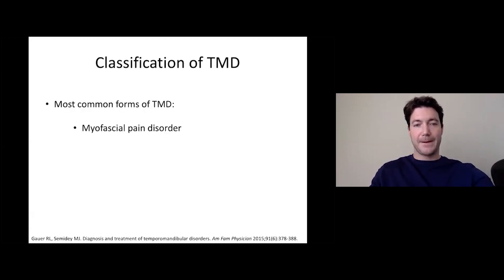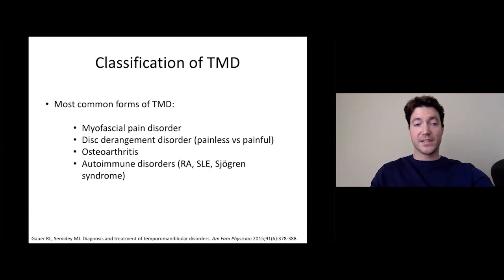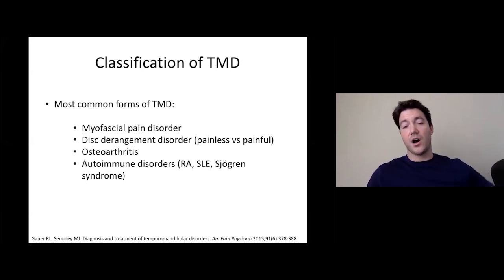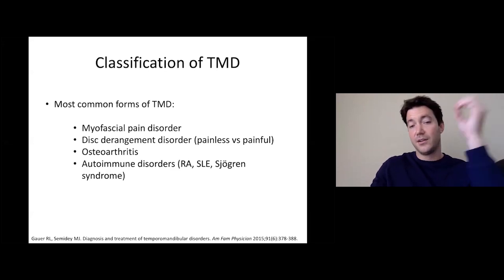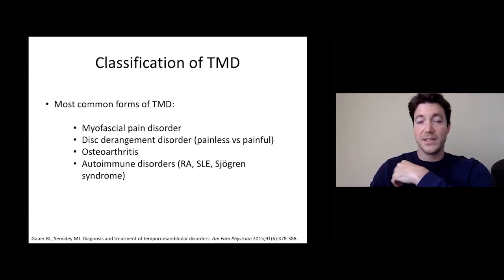So again, the most common forms that we'll see in the clinic are myofascial pain disorder and disc derangement disorder. You can classify those as painless versus painful. Then osteoarthritis, and then you have autoimmune disorders: rheumatoid arthritis, systemic lupus erythematosus, Sjogren's syndrome, all of these autoimmune conditions that can focus in on specific joints, not just the temporomandibular joint, but you can see them in the elbow, the knees, shoulders.